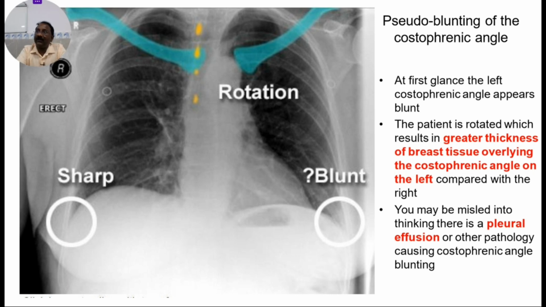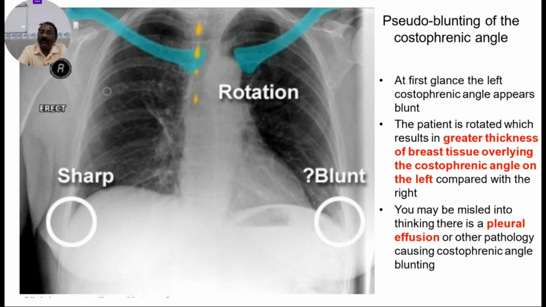See again the rotation. See the spinous process and the clavicle. It is so close and even overlaps the right clavicle. So at first glance, the left costophrenic angle appears blunt. The patient is rotated, which results in a greater thickness of breast tissue overlying the costophrenic angle on the left compared with the right.